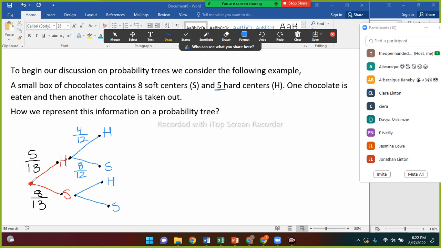Yes, mom? You take one out of the bag, right? So isn't that supposed to be like 7 out of 12? Okay. Very good question. Remember, the one that I took out was a hard-centered one. I didn't take out a soft-center one. So I still have 8 soft-centered ones. I took out a hard one. So that's why I still have 8.